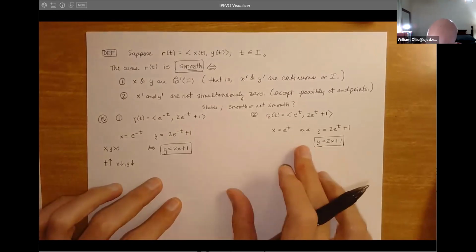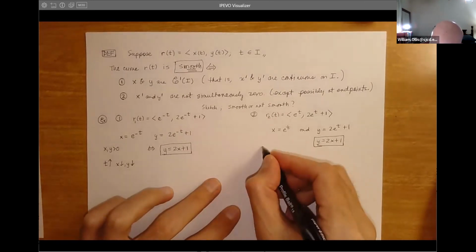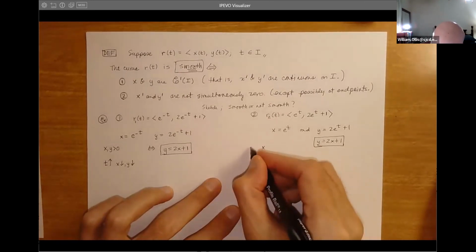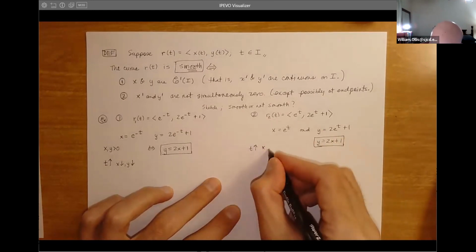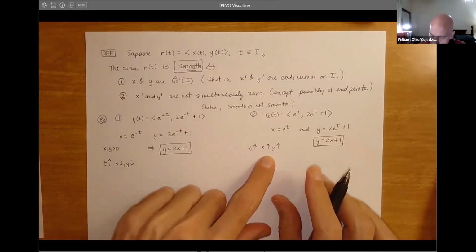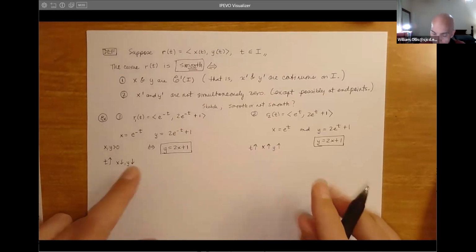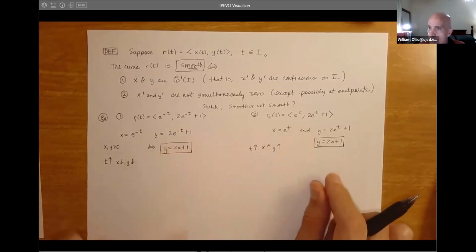So now we can say, all right, well, this is going to change the orientation. If t increases, these are both increasing functions. So x increases and y increases. So this gives us a different orientation than this curve, even though the curves are the same. So that's the subtlety that I was talking about.